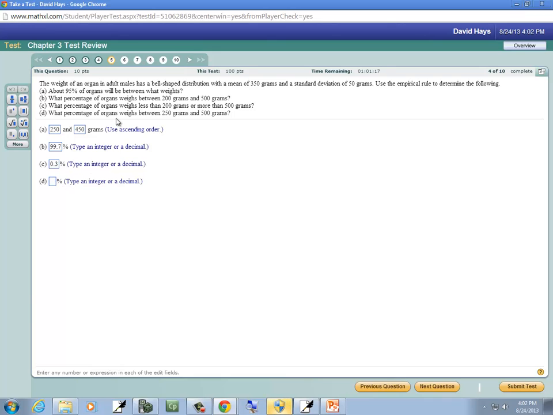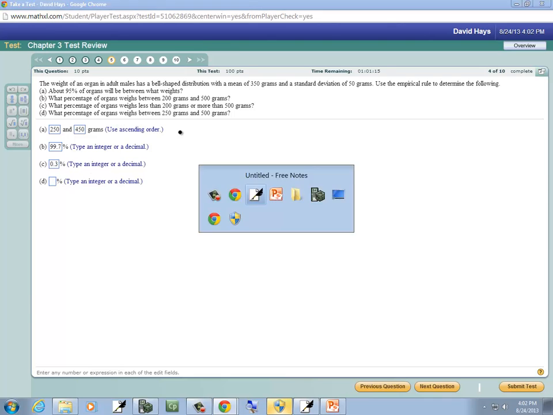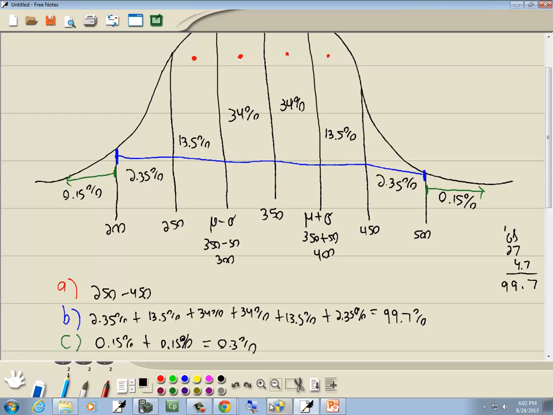Okay, what percentage of organs weigh between 250 and 500? What color should I use? Purple. 250 and 500. Where's 250? Here's 250. 500 would be right here. So we're adding all the bars between these.